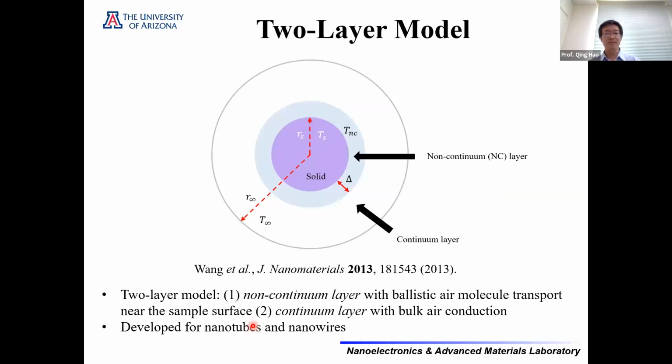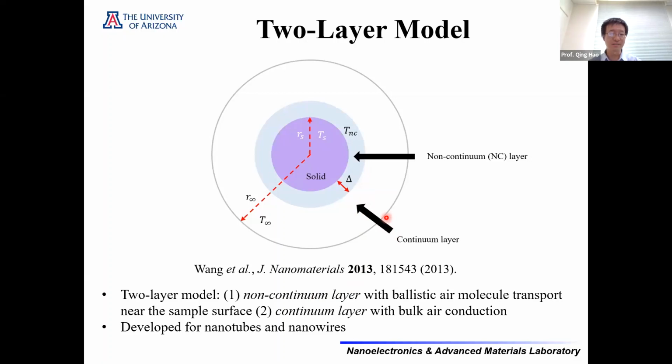So in the literature, the typical model to predict the heat transfer coefficient for nanostructures is called the two-layer model. And this is from Professor Xinzhang's group at Tsinghua University. So in the two-layer model, we consider a non-continuum layer close to the surface of the sample. The layer thickness is on the order of the air molecule mean free path, right? So air molecules would have a ballistic transport inside this layer. Outside the layer, we have this continuum layer with bulk air conduction, right?